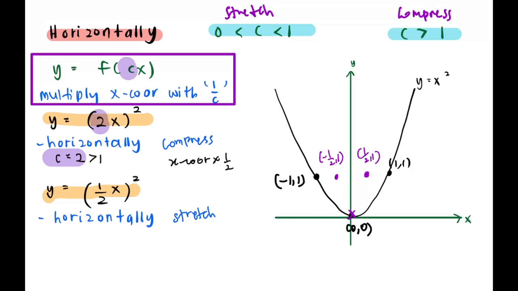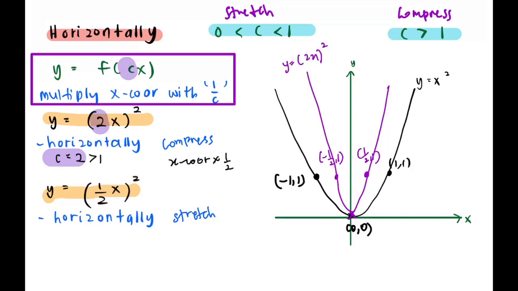So now let's connect all of these dots here. This is your new graph, and you can see that this graph is compressed horizontally by a factor of 1 over 2. So let me write the graph: y is equal to 2x, to the power of 2. Now let's see the next example. y equal to half x, to the power of 2.